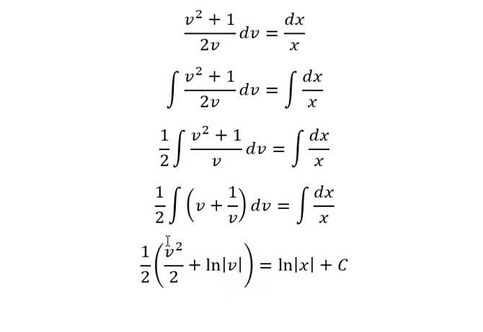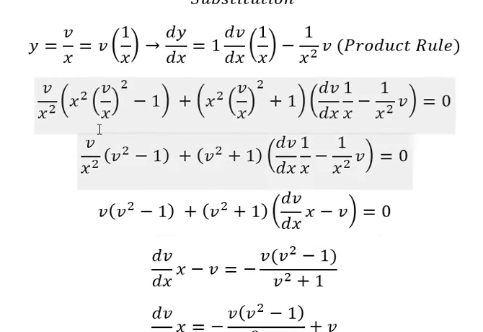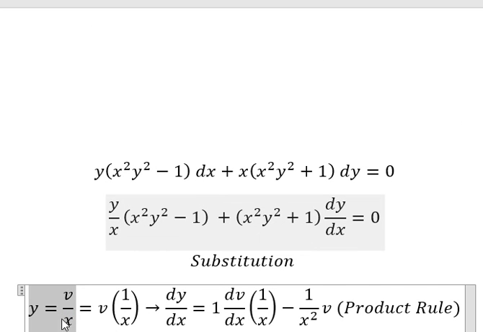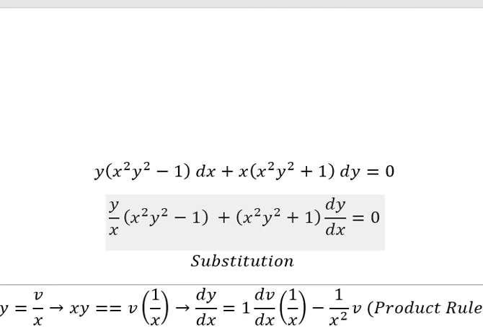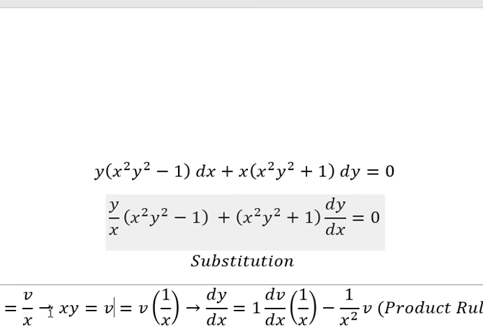About v, that is this one. We multiply both sides by x. And now we need to change v into this one.